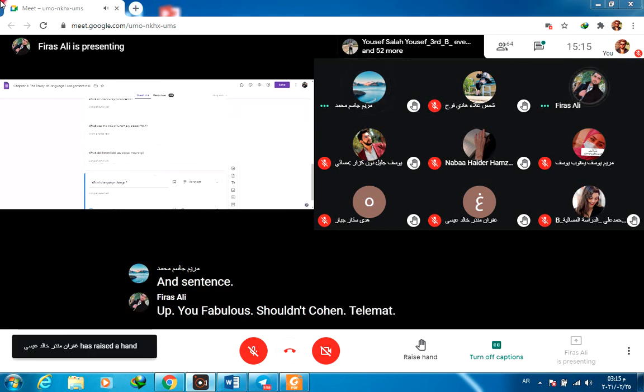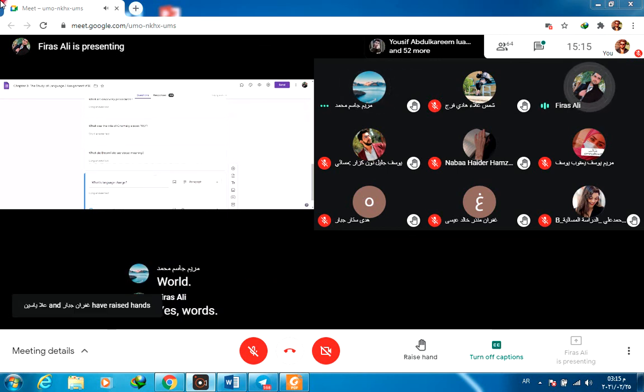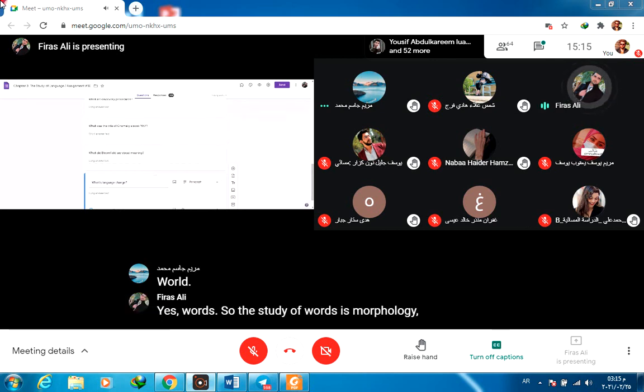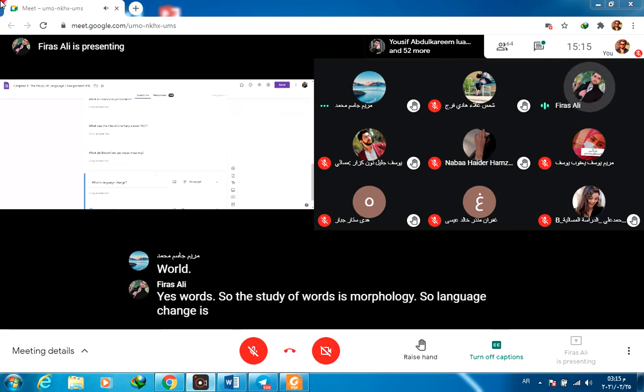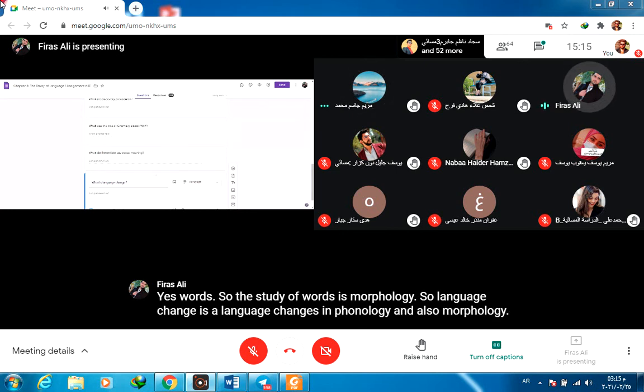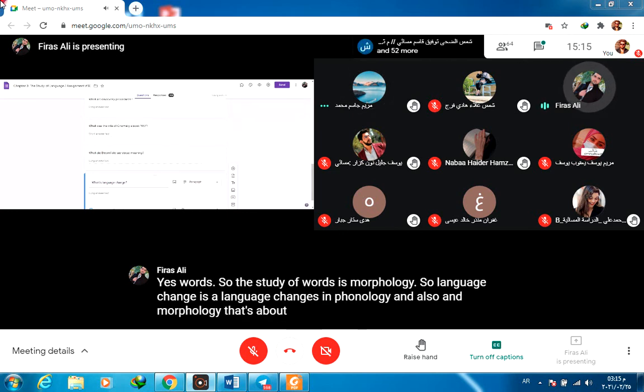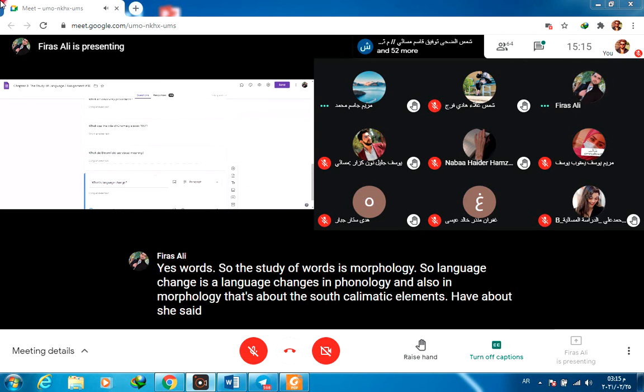So semantic change. So language changes on different levels. It changes in sounds, phonetics and phonology. It changes in words and syllables, morphology. It changes in grammar and structure, that's grammar or syntax, and it changes in meaning, that's semantics and pragmatics. And these are the different types of changes. Thank you, Mariam.